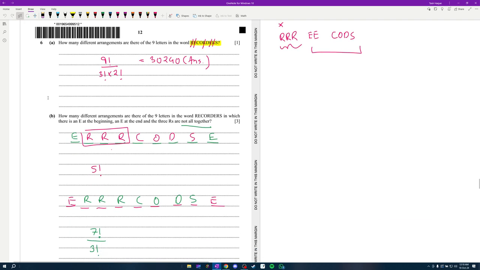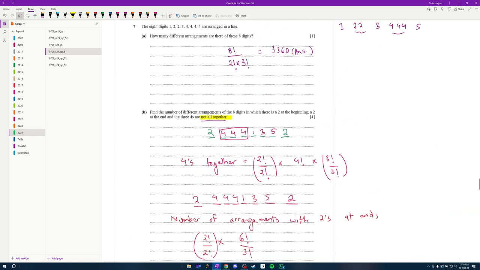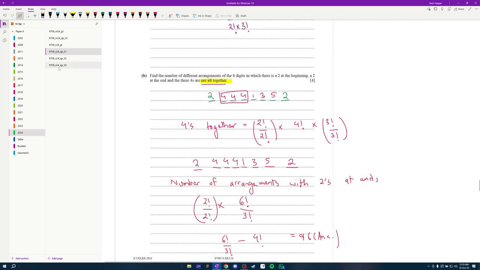How many different arrangements are there of the 9 letters in which there's an E at the beginning, E at the end, and the 3 R's are not all together? Okay, so we need to do 3 R's together. This is just like the one we did over here.